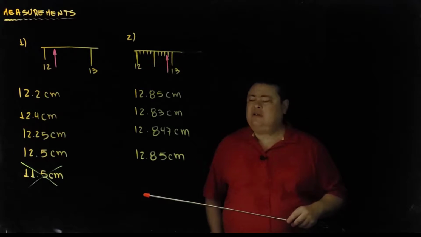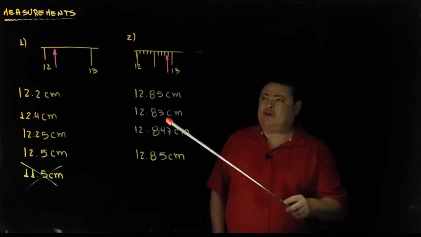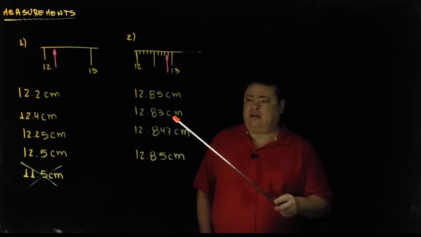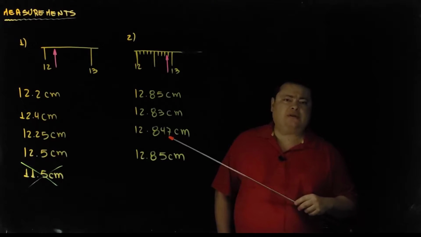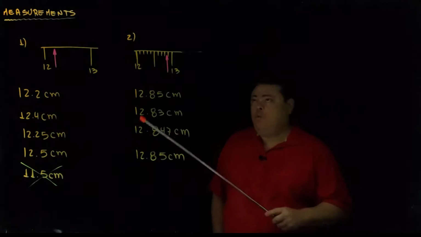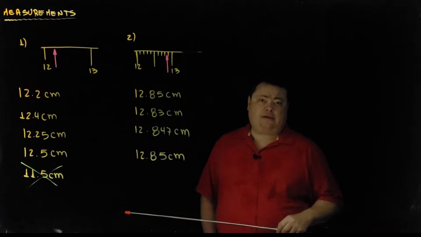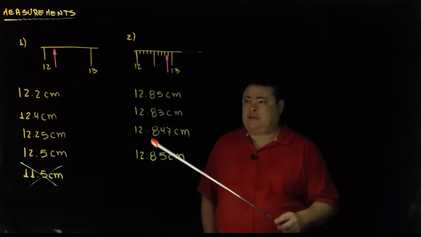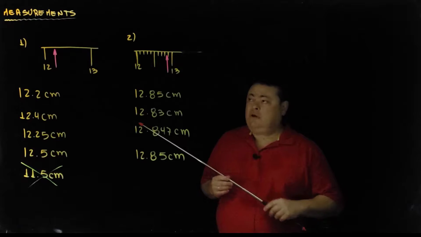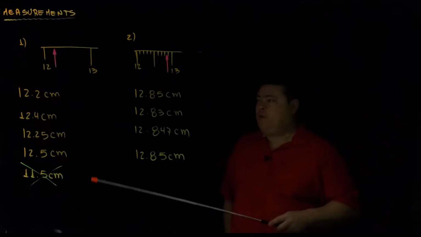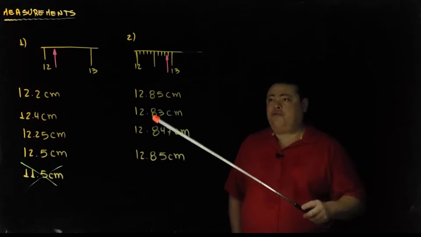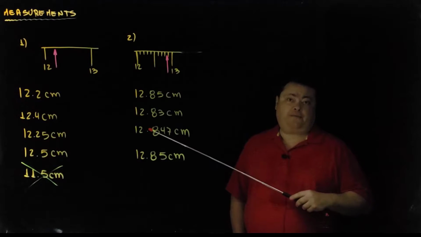Now, a question I have is, can we really read 847, divide this small interval into 100 parts and then visualize 47 out of it? It's kind of hard. Another thing I would like you to consider is this. When my meter stick became more precise, our results automatically converged to a narrower range of readings. When I knew I was between 12 and 13, we had a bigger variation from 12.2 to 12.5. Now, they're all within a small range of 12.80 something.